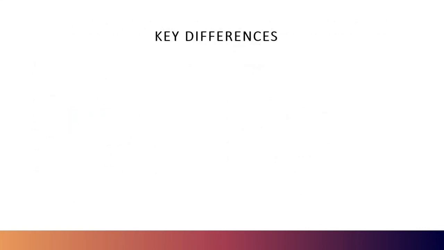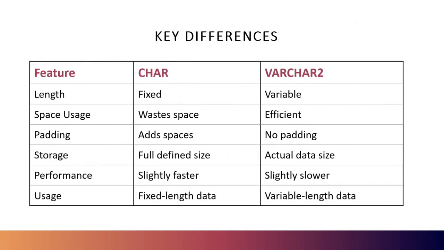What are the key differences between CHAR and VARCHAR2? Length: fixed versus variable. Space usage: CHAR wastes space, as I said, CHAR of 10 will always be fixed, while VARCHAR2 is efficient. Padding: CHAR adds spaces, even if you are not giving any letters, while VARCHAR2 has no padding. Storage: full defined size versus actual data size. Performance: CHAR is slightly faster, VARCHAR2 is slightly slower. Usage: fixed length data type versus variable length data type.